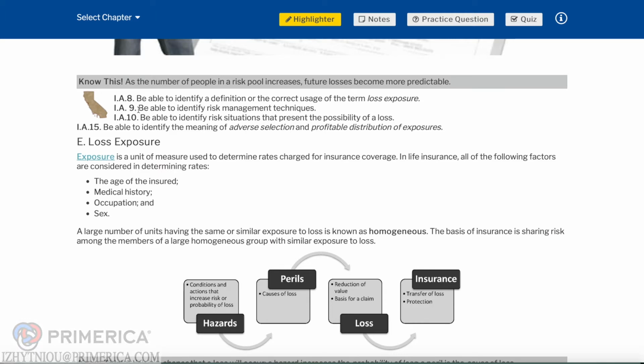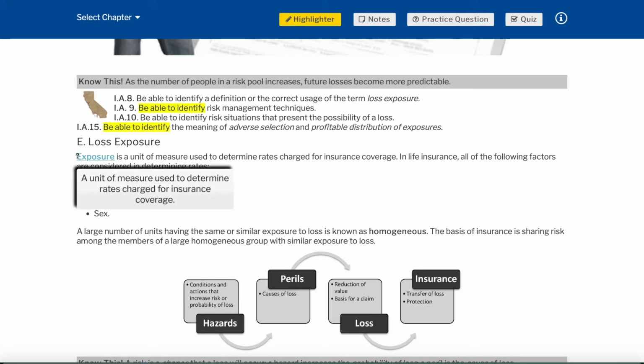8. Be able to identify a definition or the correct usage of the term loss exposure. 9. Be able to identify risk management techniques. 10. Be able to identify risk situations that present the possibility of a loss. 15. Be able to identify the meaning of adverse selection and profitable distribution of exposures.